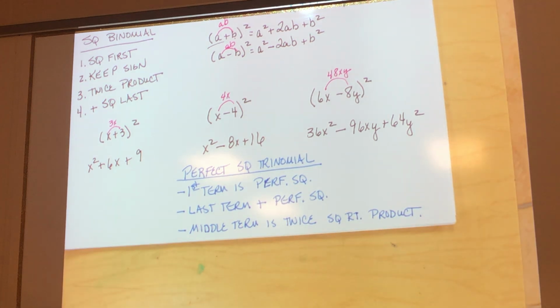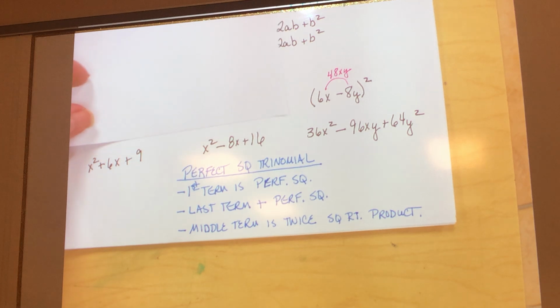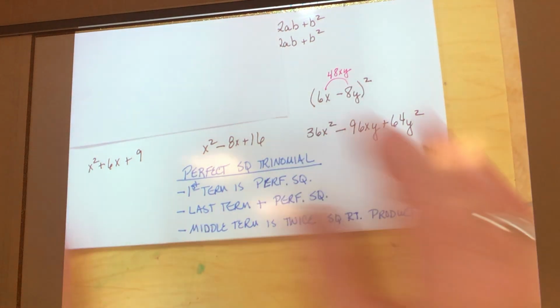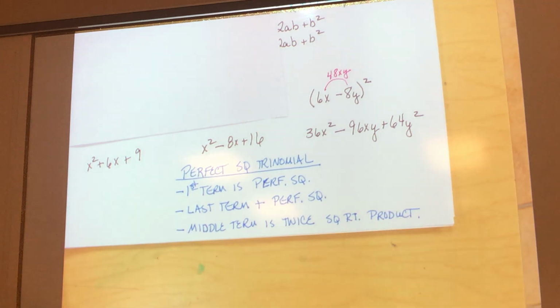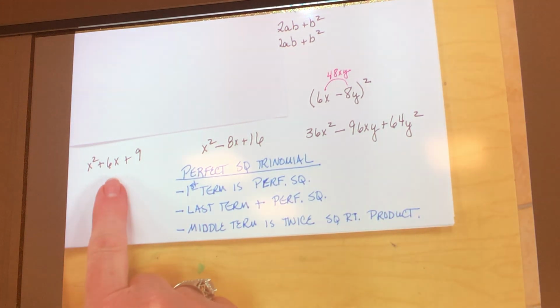Okay? Twice the square root product. Okay, so I'm going to use these examples that we have up here, and I'm going to show you how easy this is going to be. Are you with me? So I'm going to start with this guy right here. I want to check and see if he's a perfect square trinomial.